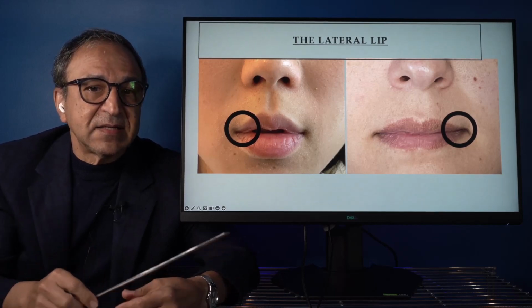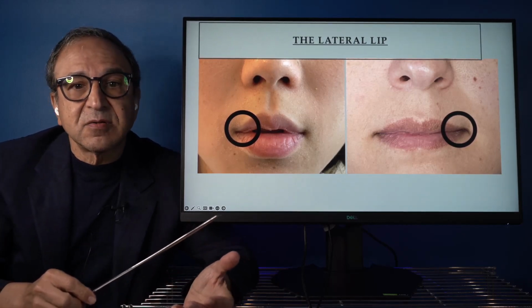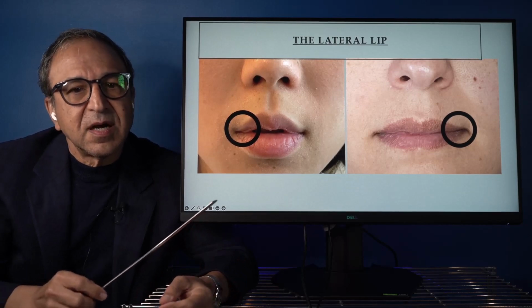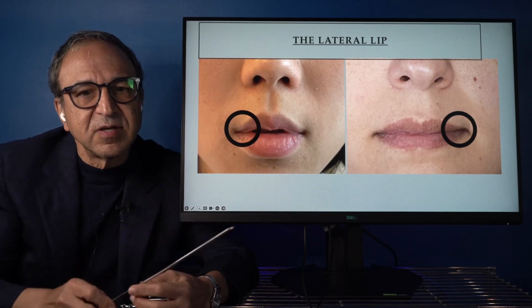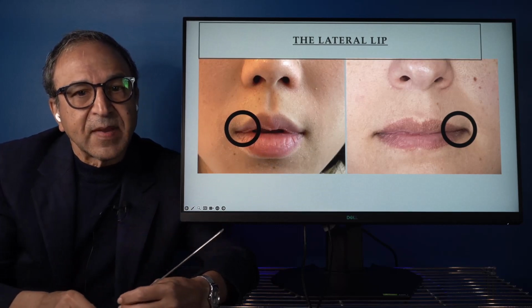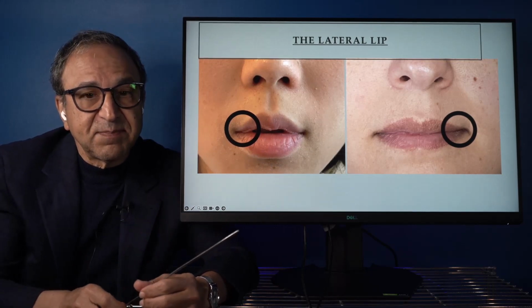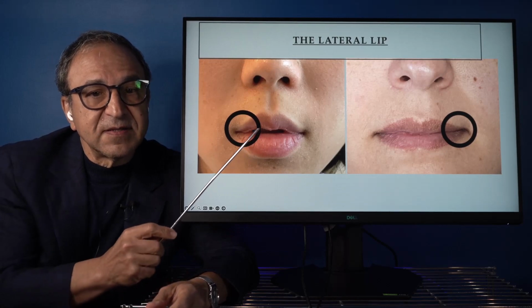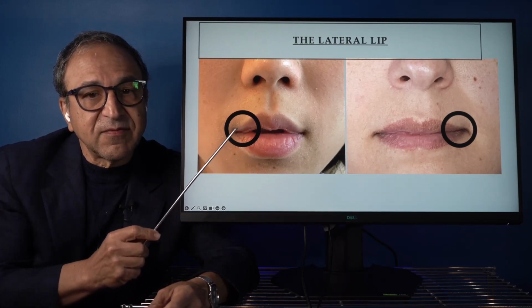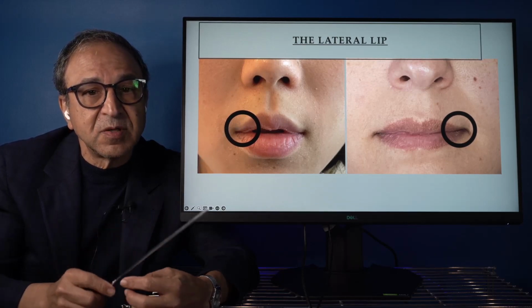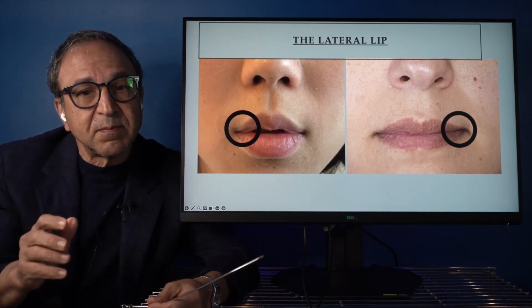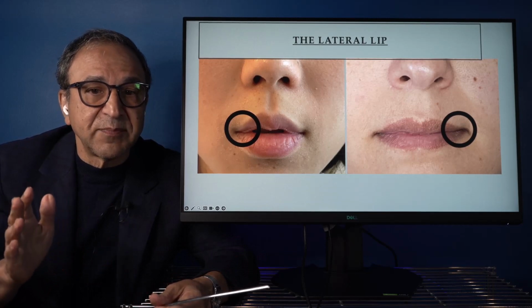Whereas I think that 20 years ago, 30 years ago, people used to want more of a defined and acute Cupid's bow. Normally, the lip lift will not lift this part on the side. To lift that, or to make more of a vermilion show, you need to do a separate procedure which is called a corner lip lift.